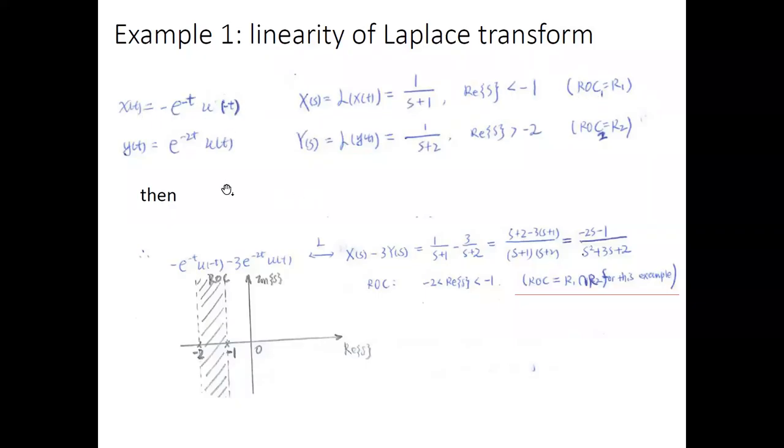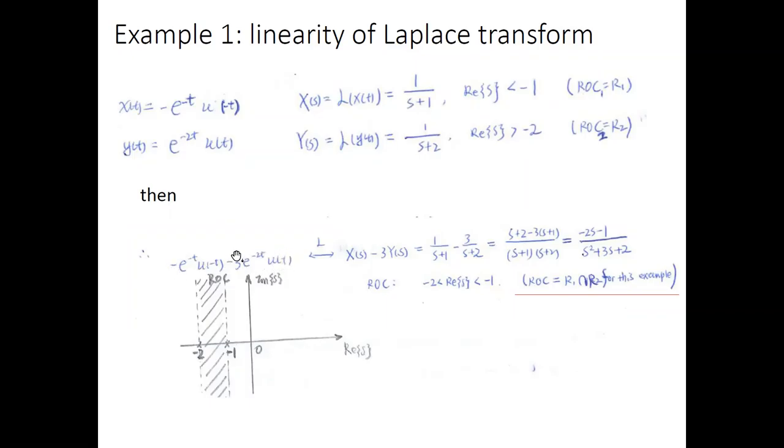And for the second term, exponential minus 2t u of t, which is a right-sided signal, applying the previous result, the Laplace transform is 1 divided by s plus 2. So right-sided, so it is to the right of the pole, larger than the pole. The pole is minus 2, which is again what makes the denominator 0.